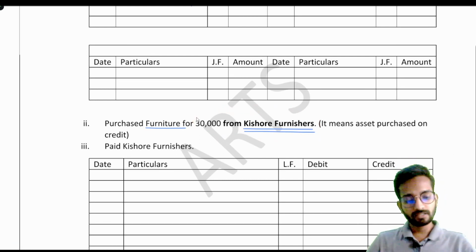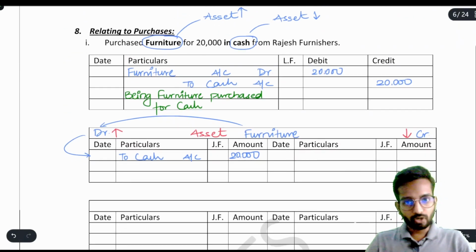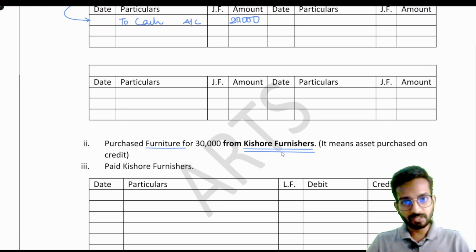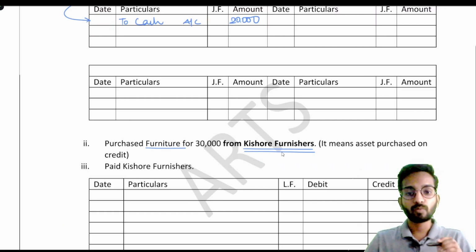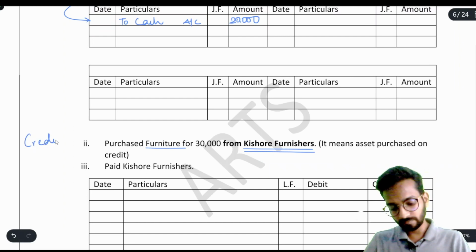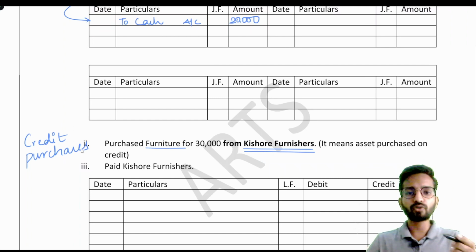It means when we purchased in the first case from Rajesh, we went to the shop, we got the furniture and we paid the cash. What happened in the second case? In Kishore Furnishers, we went to the shop, we purchased furniture, but we did not pay the cash. We told him that I will pay you after 1 month or 2 months. This is called credit purchases. What does it mean? When you are not paying the money at that particular moment and you tell them that you will pay after some time, some 15 days or 30 days, it means you are purchasing on credit.